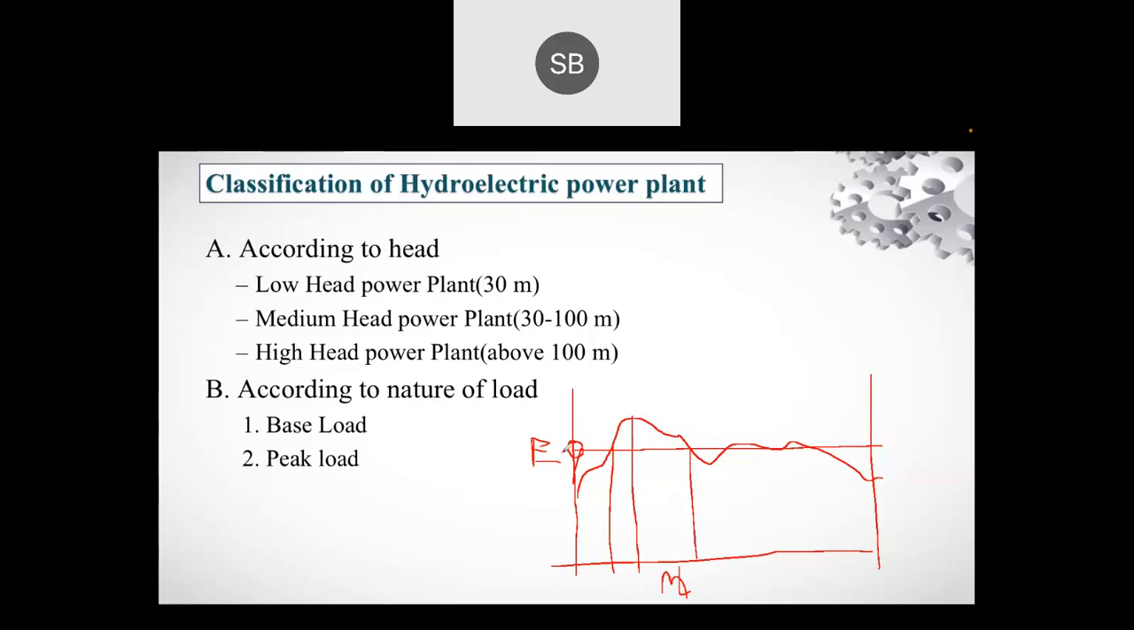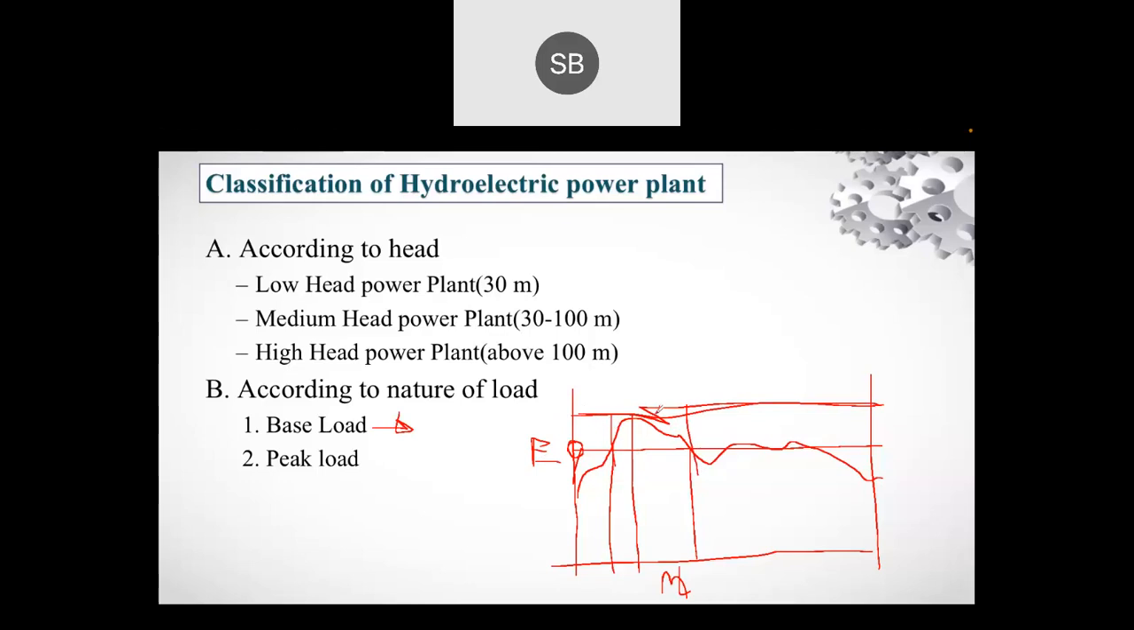Means what? During this particular time period, we have to develop more energy or more electricity, or we have to provide more electricity. Now for that, if you want to construct any particular power plant, we are going to design that power plant based upon the base load.